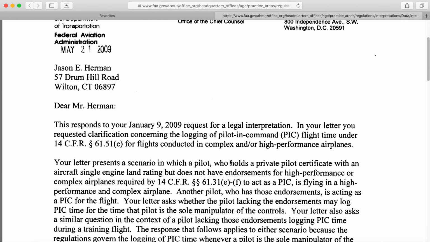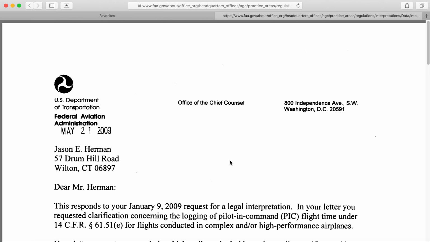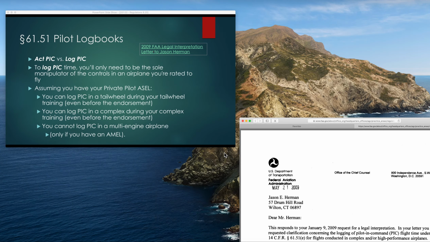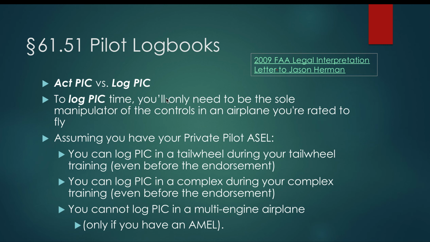And also, if you ever email the FAA with a question, they're probably going to put your home address out there for everybody else to see for eternity. Okay. So that's a really important logbook regulation there that I wanted to make sure you know. I've seen way too many pilots log high performance, tailwheel, and complex incorrectly in their logbooks.